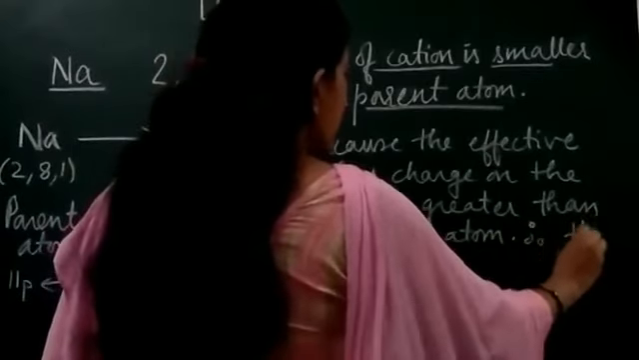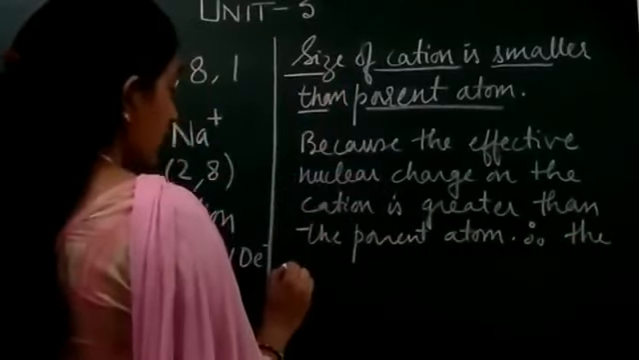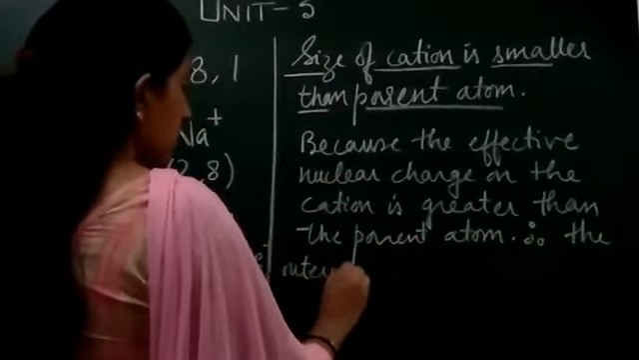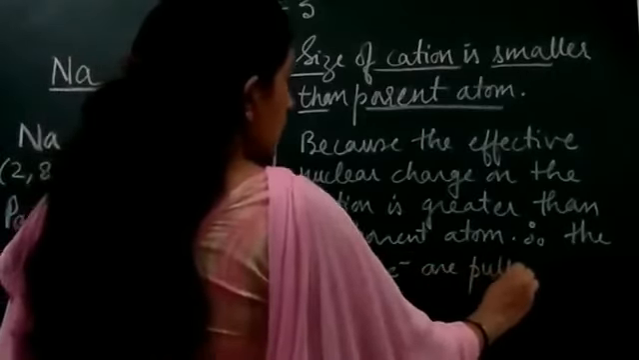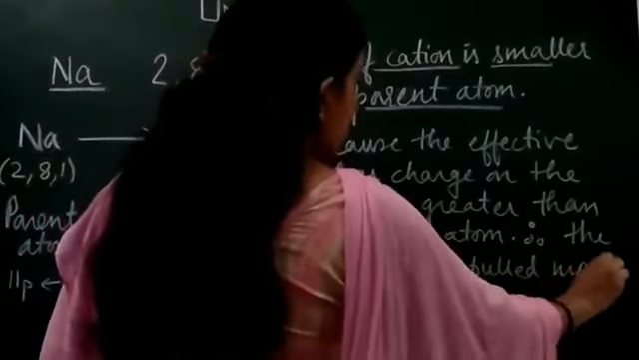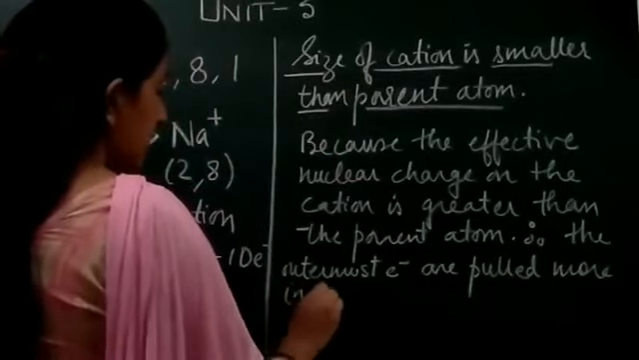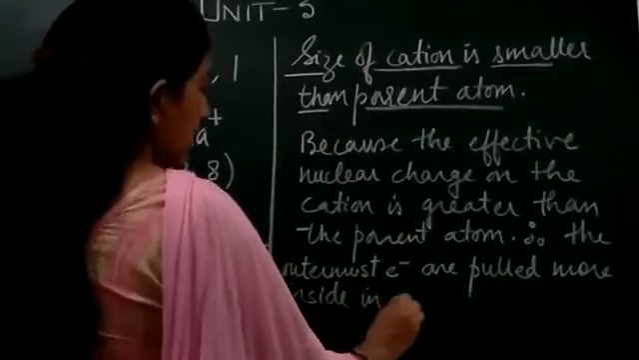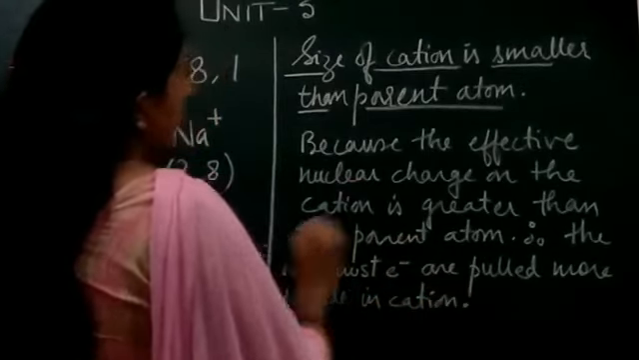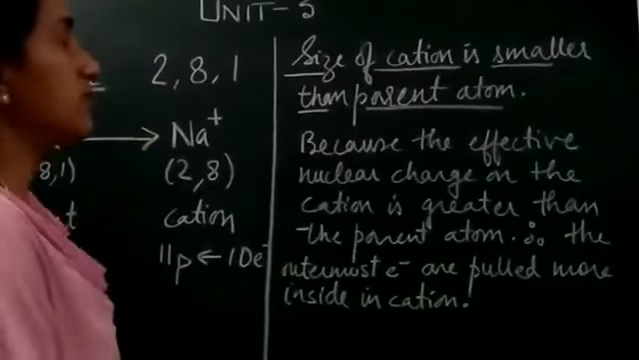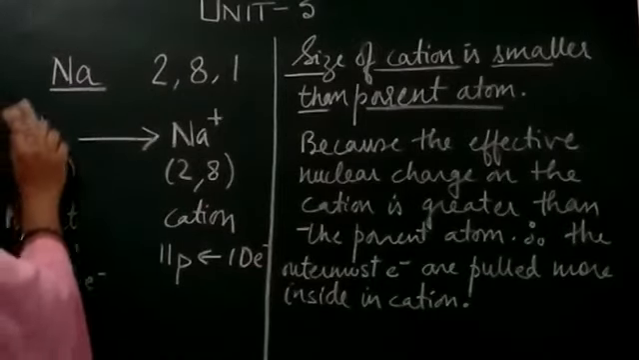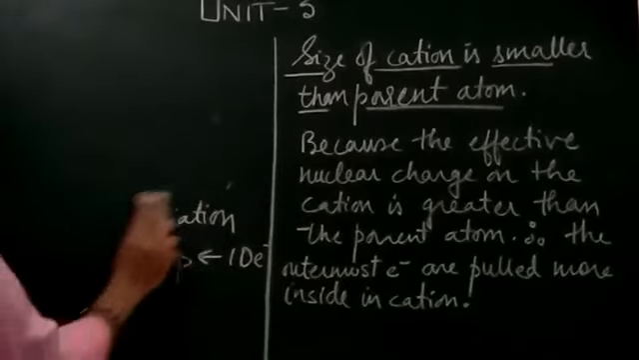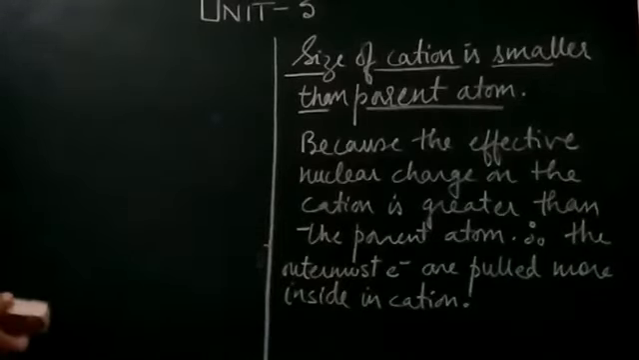Therefore, the outermost electrons are pulled more inside in the cation. Hence, the size of the cation is smaller than the parent atom. Right? Now, we will go through the second part of it, that is, the size of the anion is bigger than that of the parent atom.